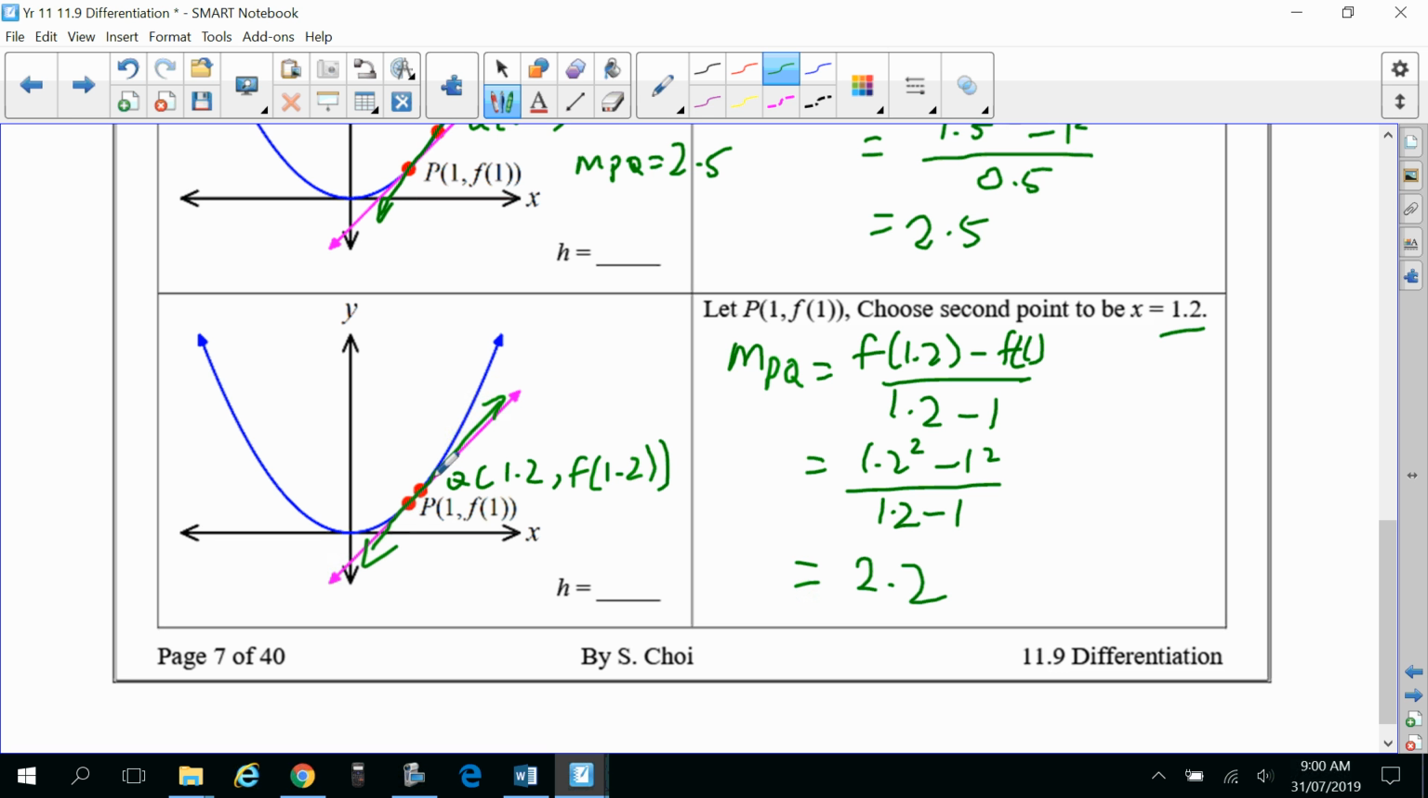So we can make Q as close to P as we like. We could choose 1.1, 1.01, and eventually you'll get the gradient of the tangent by making Q as close as we like to P. That's the idea of calculus, making things as close as we like, which for people 200 years ago was a bit hard to imagine.